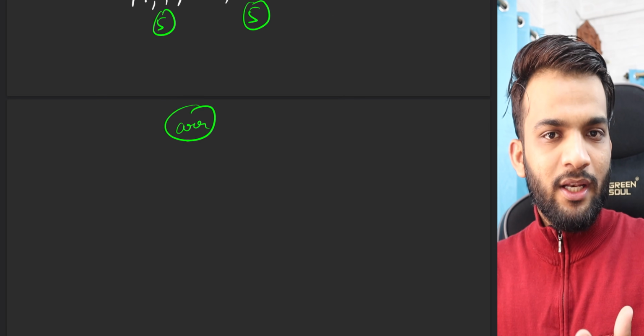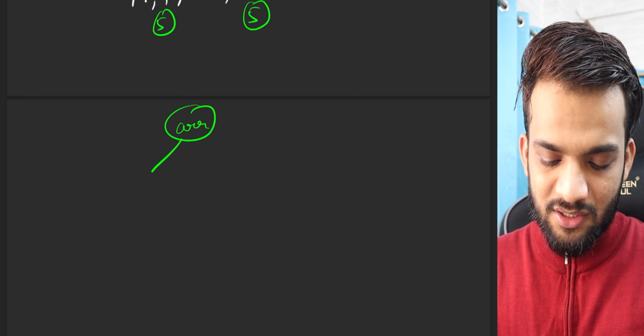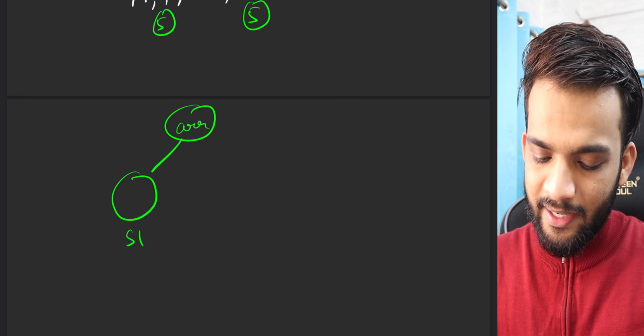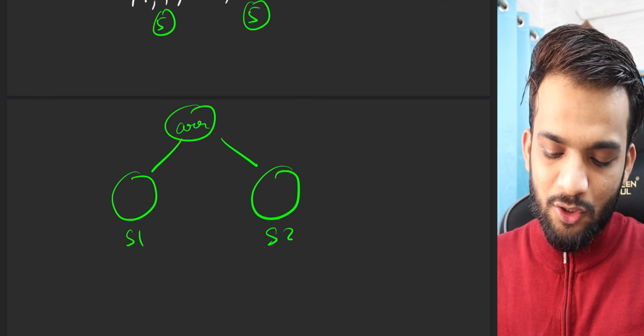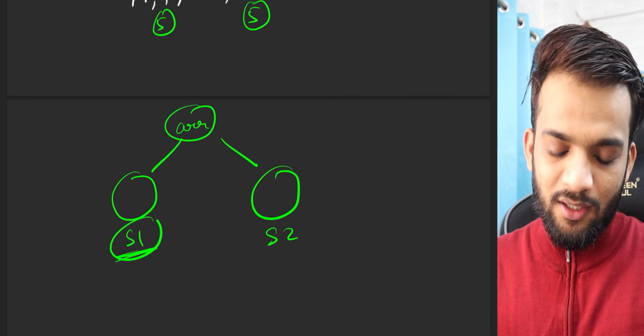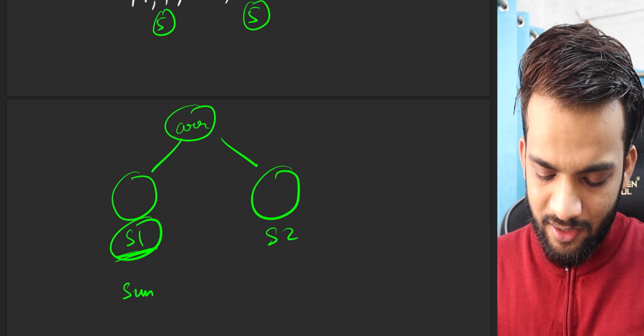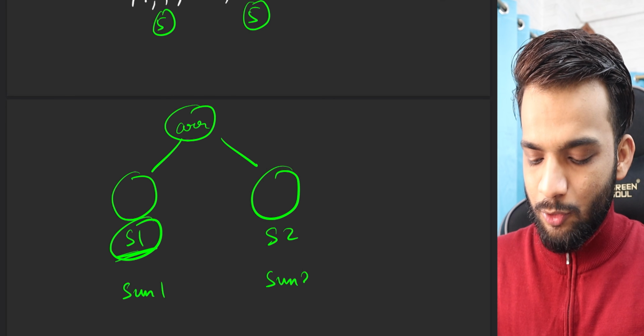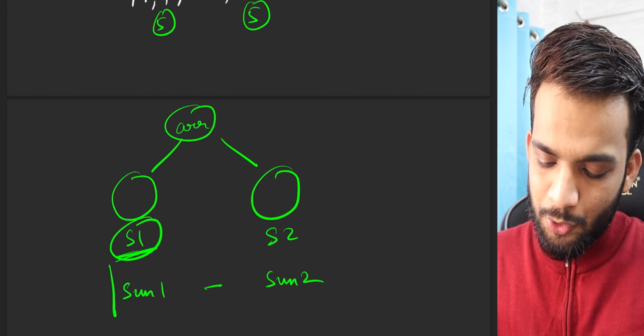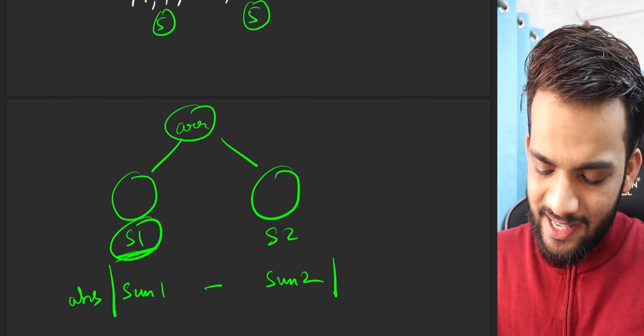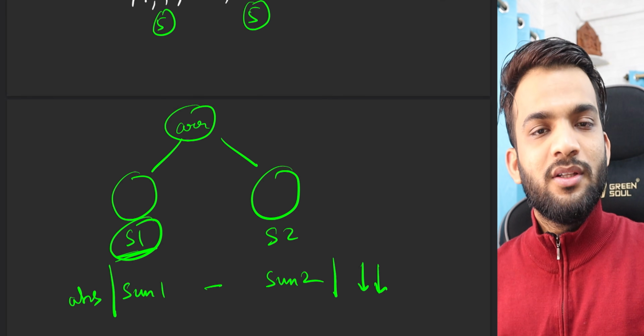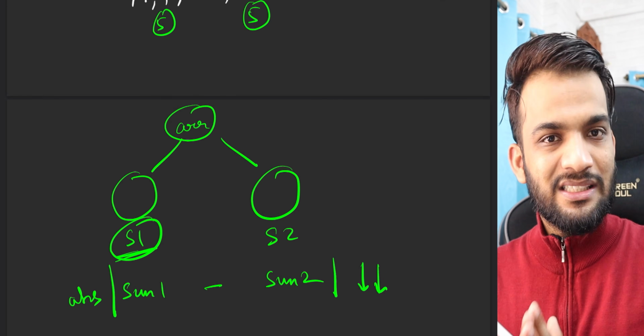So in short, you will be given an array. You have to take all the elements, put some elements in subset 1 and some elements in subset 2. The subset 1 sum, assume it to be sum 1, and the subset 2 sum, assume it to be sum 2. So the absolute difference of these is as minimal as possible. This is what the question states.